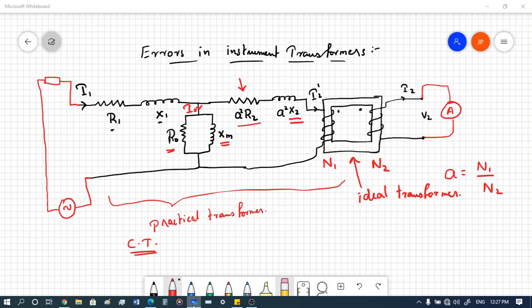So guys, in this video we'll be discussing the errors in the instrument transformers. We'll be looking at the current transformer and the potential transformer.